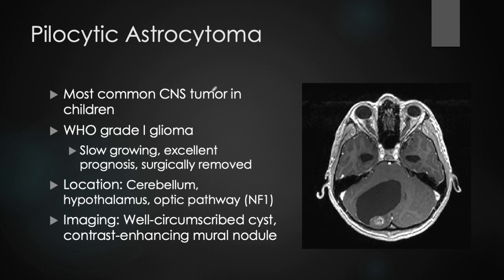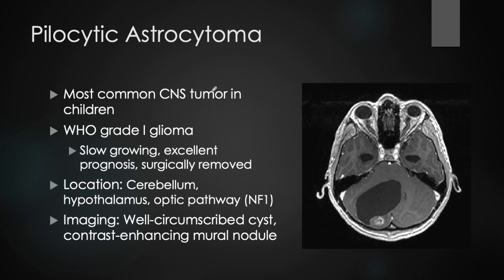In neurofibromatosis type 1, pilocytic astrocytomas can occur in the optic pathway, such as the optic nerve, chiasm, and optic tracts. Remember, neurofibromatosis type 1 also presents with bluish nodules on the iris, bumps on the skin called neurofibromas, and hyperpigmented skin spots called café au lait spots.